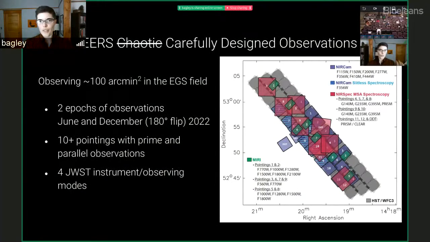Just to briefly describe what the survey is, we're observing in the EGS field. Observations came in a couple of epochs, some in December, some in June, a few more in February of 2023. We have 10 plus pointings depending upon how you count, with a variety of different prime parallel combinations of different instruments. This figure here shows the super chaos that became the final survey. I think this version is called version final_2, version final, really final.